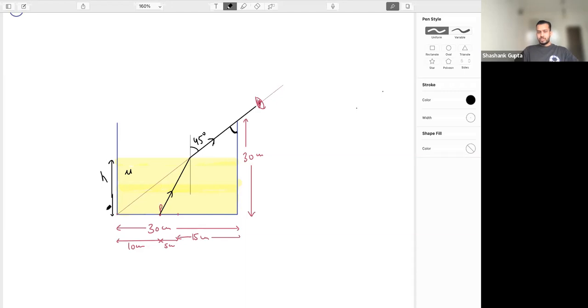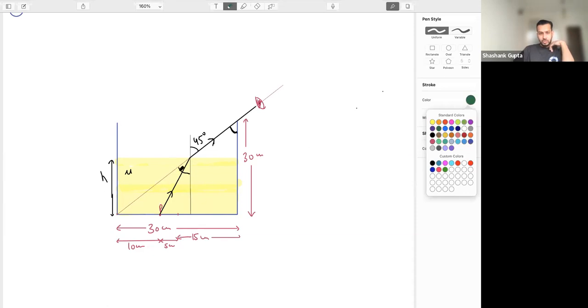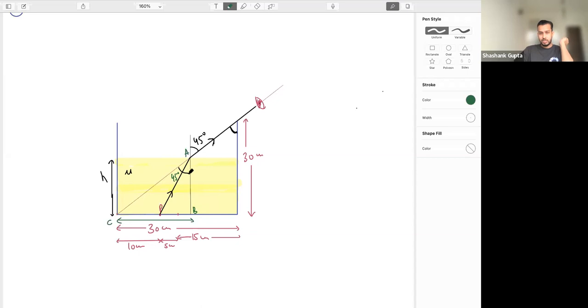We have to find out this H. This is 45, this is 45, so this is also 45. I'm just extending this edge so that the right angle triangle is very much clearly visible. So this is also 45, and this is H. Can I say this is also H? In the right angle triangle ABC, this is 45, this AB is H, so this BC is also H.